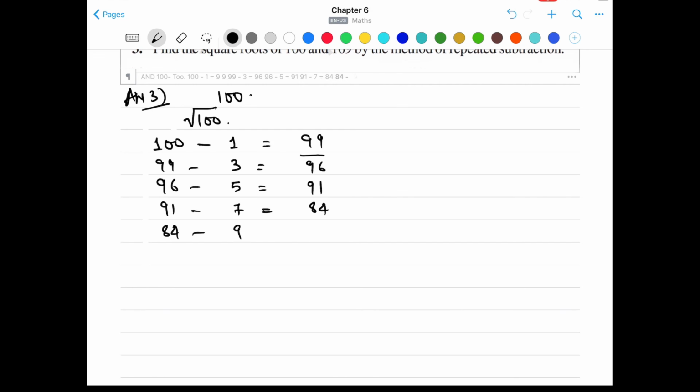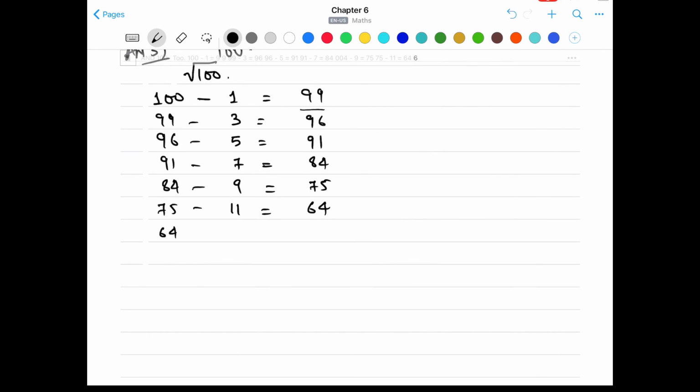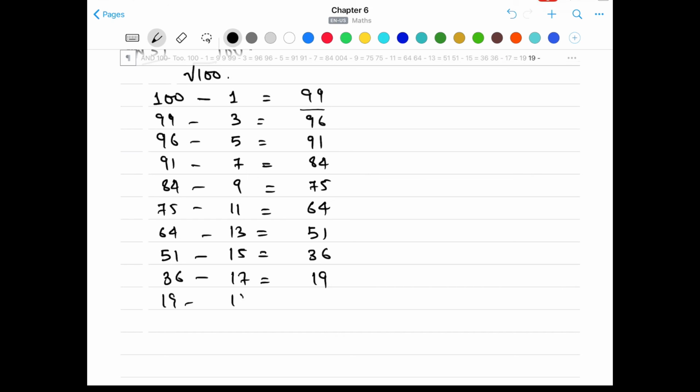Now we'll subtract the next odd number, which is 9. So 84 minus 9 is 75. We'll subtract the next odd number, 11. 75 minus 11 is 64. Now 64 minus 13 will give us 51. Now 51 minus 15 will give us 36. Now 36 minus 17 will give us 19, and 19 minus 19 will give us 0.